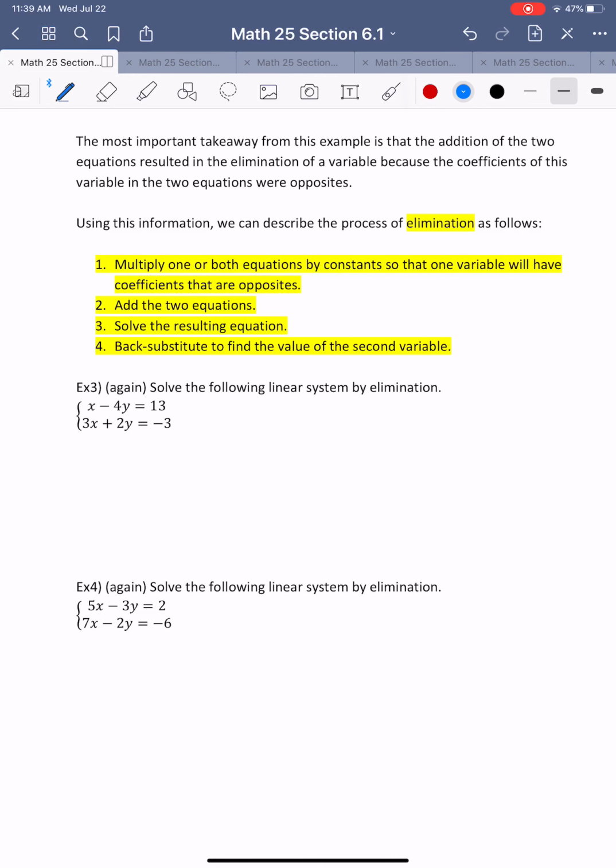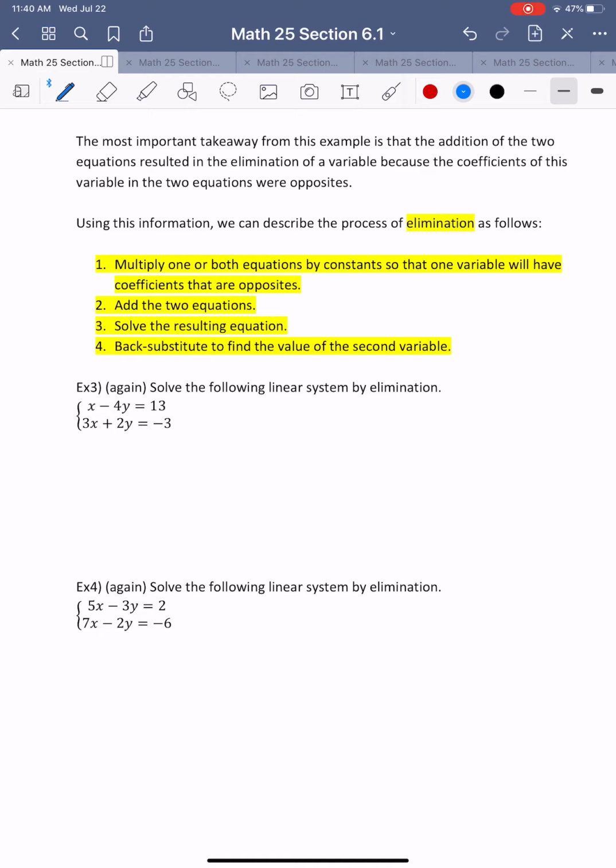So the most important takeaway from this example is that the addition of the two equations resulted in elimination of the variable, because the coefficients of this variable in these two equations were opposites. So using this information, we can describe the process of elimination as a method.